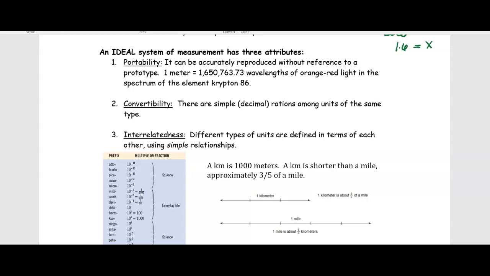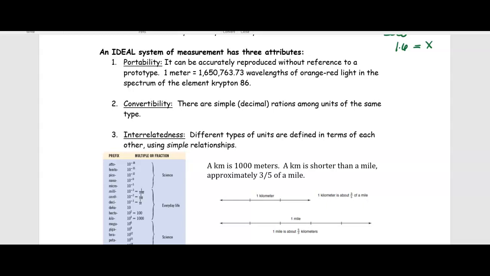In contrast, the metric system, when we think about a meter, it's an actual measurement of wavelengths of orange-red light. And no, the average person is not going to be able to measure any wavelengths of orange-red light, but it is a measurement of something that exists on our planet, beyond just one single person. So, the other nice thing about the metric system is that it's very easy to convert.